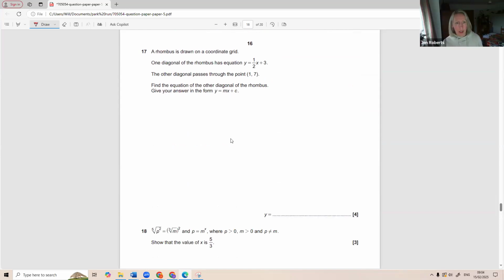Coordinate geometry. So a rhombus. What is a rhombus? It's a parallelogram, all the sides are the same length. These properties of the shapes are quite important with these types of questions. These are parallel, but all those sides are the same length.